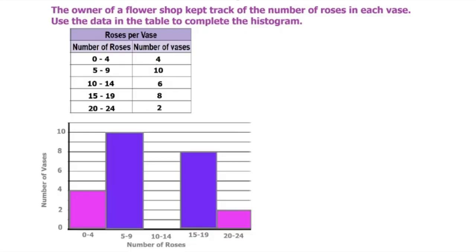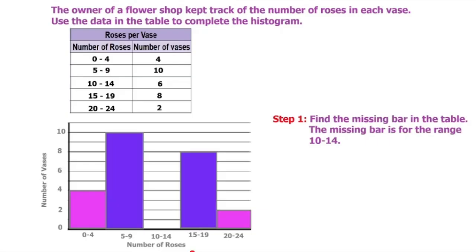So find the missing bar in the table. The missing bar is for the range 10 to 14. So this is the one we're looking for. And so you'll see how this is laid out. So number of vases is here, and then number of roses is here. The histogram piece is here on the bottom, and then number of vases is here on the side.